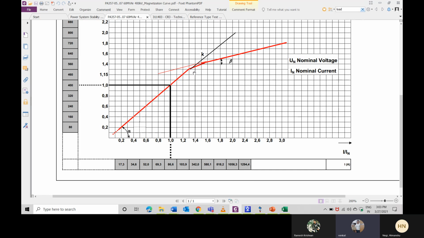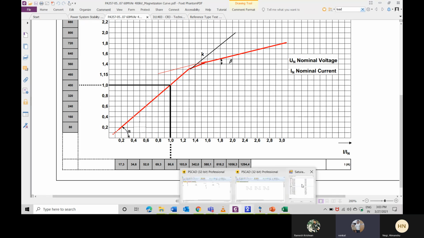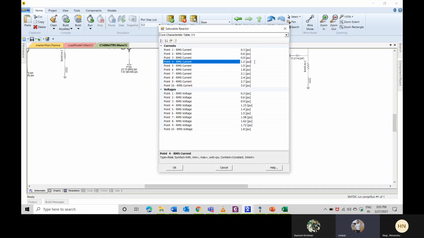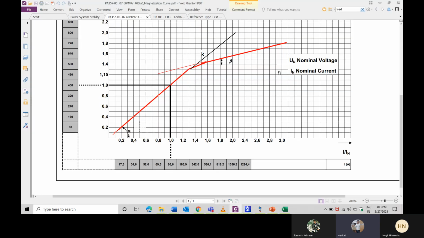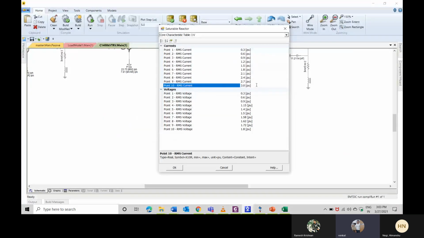With these values, we have to take the values from there and enter them here. You can see this up to 1 per unit. I have put 1.1 per unit like that. Like this you have to create the table. I have put both linear and non-linear, going up to 3 per unit for current. In the saturation graph, they have given the value for 3 per unit, so I have to stick to up to 3 per unit.